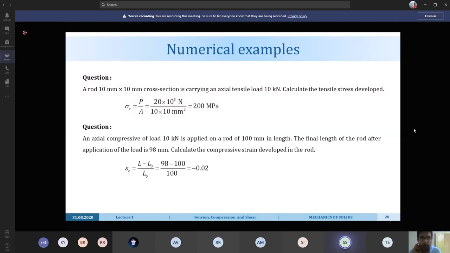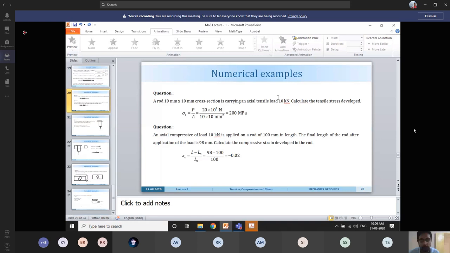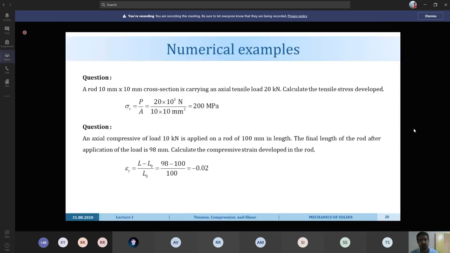Sir, in the first question, it should be 10 into 10 to the power 3 Newton, not 20, I think. Okay, good. Yeah, actually that's correct. This is wrong. This is 20 actually. Yeah, now it is correct, right? Yes, sir. Thank you for noting that.